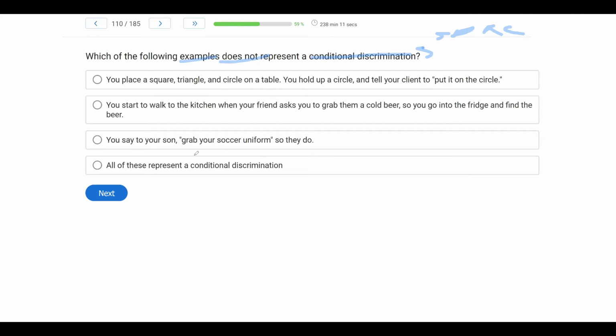And then C, you say to your son, grab your soccer uniform. So they do. Here, we simply have an SD, grab your soccer uniform, and a response. There's no additional stimulus leading to the discrimination. It's simply a three-term contingency. And so the following examples, what does not represent a conditional discrimination, well, it's going to be C. You say to your son, grab your soccer uniform, so they do.